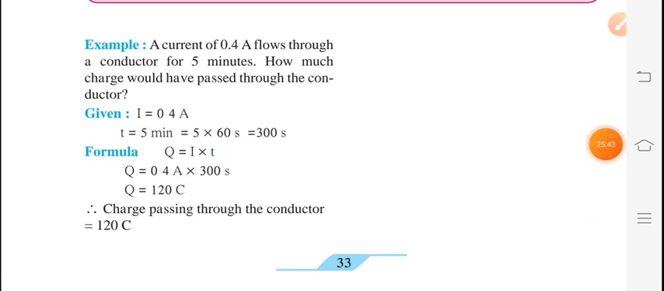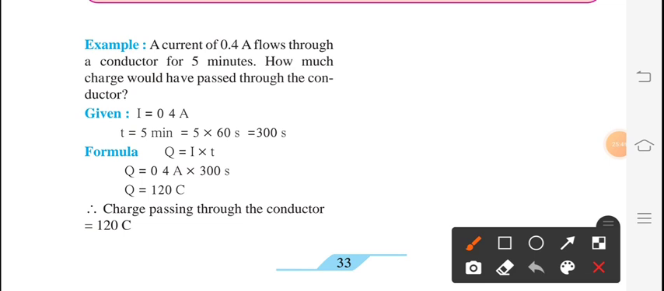Today we will stop this lecture. Write down your homework on page number 33. Please solve this solved example. If you have any problem related to these examples, you can send me a message. Through the message, I can solve your doubt. This comes in your homework.